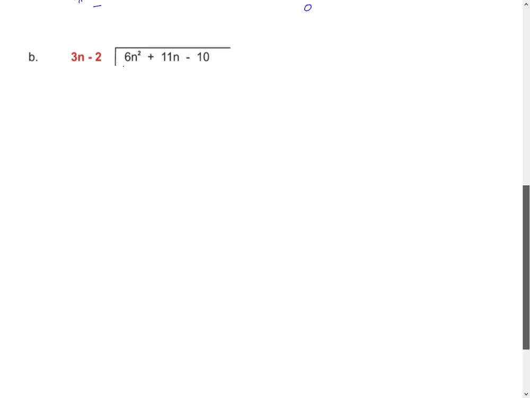So again, you're going to take your 6n squared divided by your 3n, right? Pretty simplistic. That's a 2n. Put it in your n column. Distribute. 6n squared, again, those should always match. Minus 4n. Subtract. What do you get? 15n. Bring down your negative 10.